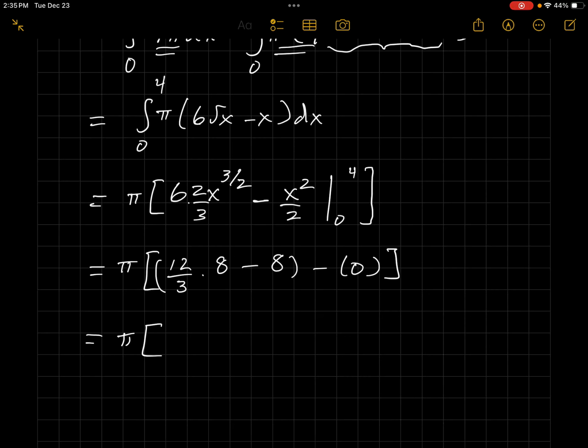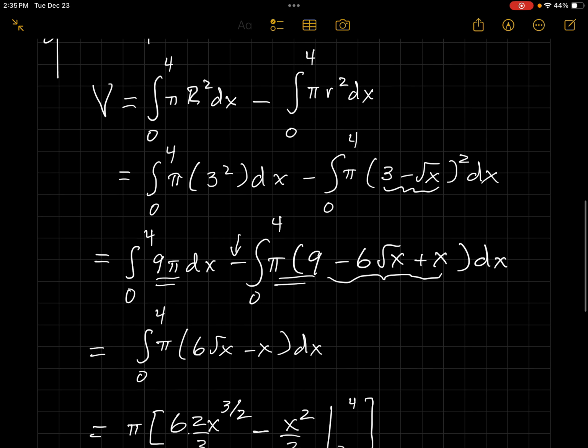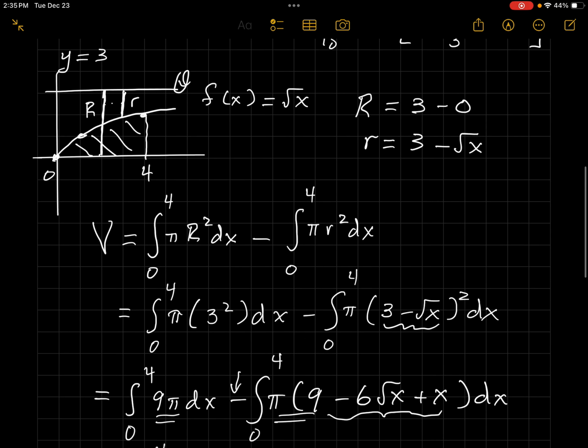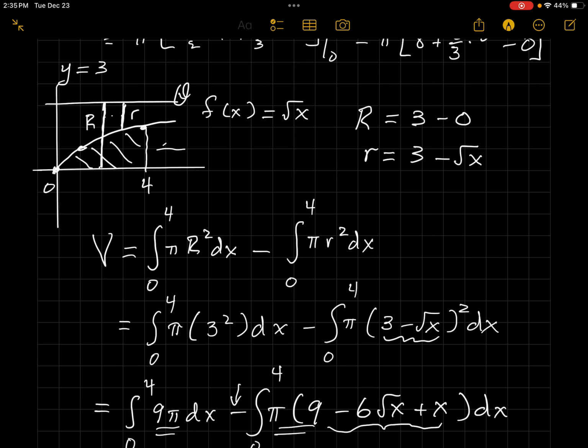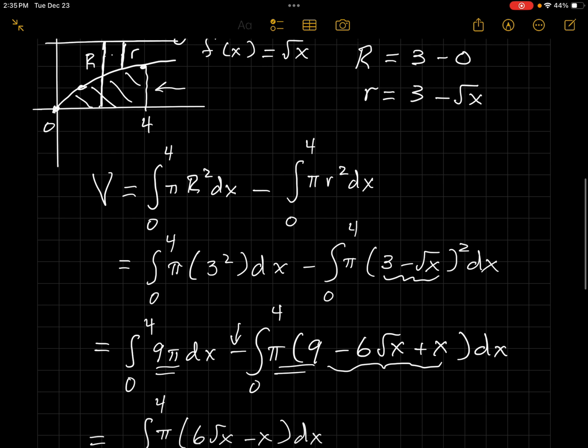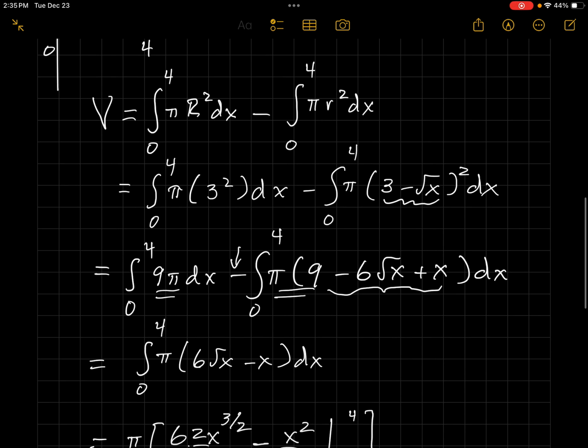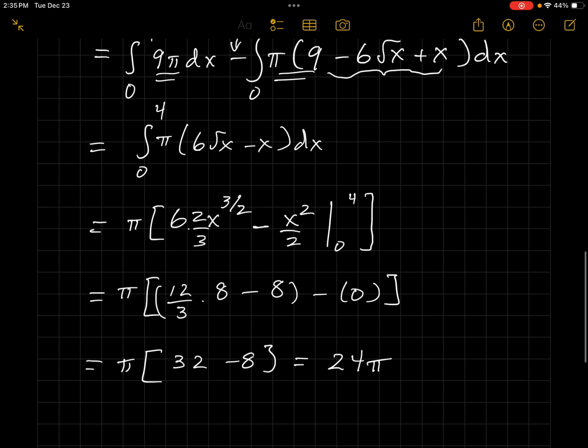So I get 4 times 8. That is, when I revolve this region about the line y equals 3, we get a shape whose volume is 24 pi.